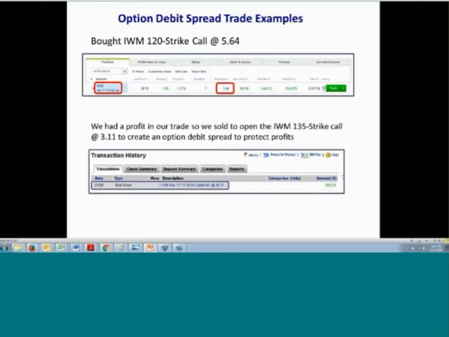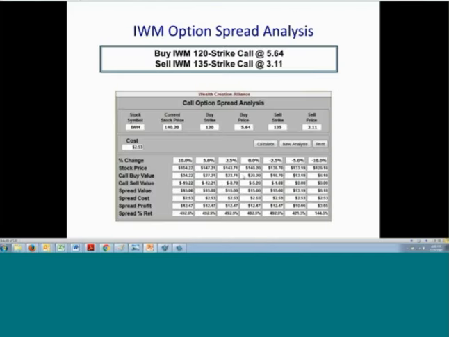Here's one more example. This is the IWM small cap ETF. We bought the 120 strike call at 564. We had a profit in the trade, so we sold the 135 strike call at 311. And here's the profit potential on this trade. If IWM is flat at option expiration, we'll have a $1,247 profit, 492% return. If it goes up at all, we'll have a $1,247 profit. If it goes down 5%, we'll have a $1,066 profit and 421% return.